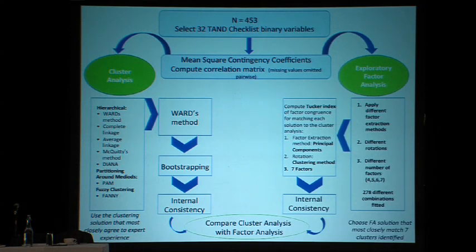What we also wanted to add with the larger scale study was to look at the robustness of these clusters, and therefore we also applied bootstrapping. Another addition was to look at the internal consistency of these clusters. Then again, we went to our exploratory factor analysis, and there we applied different factor extraction methods, different rotation methods, and again we looked at different numbers of factors, so a 4-factor solution, 6, 7, or 8. Within this, we also did internal consistency, and as a final step, we compared our cluster analysis results with those of factor analysis.